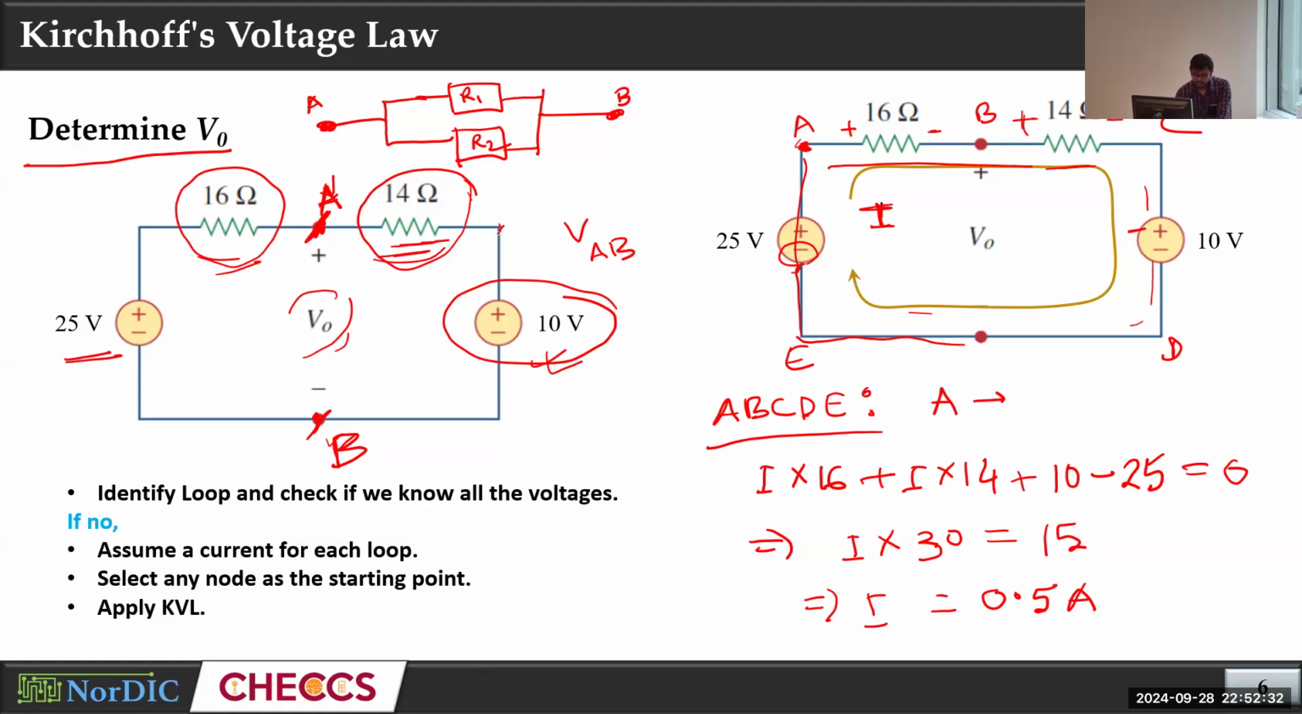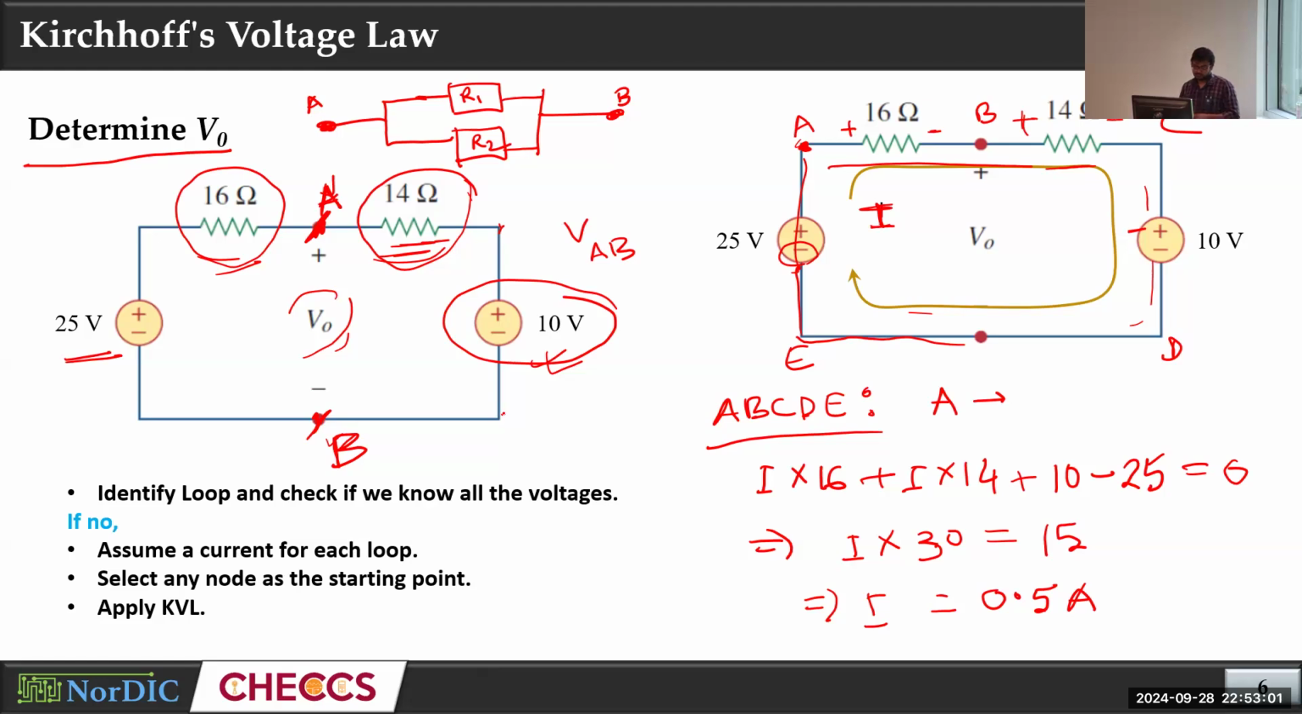There are other nodes, but we can consider two things are between A and B, and this V naught is alone between A and B. So they are parallelly connected. Is that correct? You have to understand that first before going to the next step. So is it correct that this 14 ohm resistor and 10 volt, these two are between A and B, and V naught is also alone between A and B?